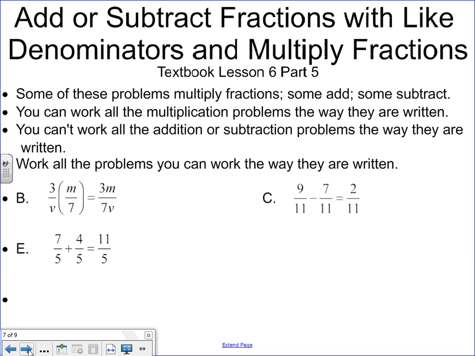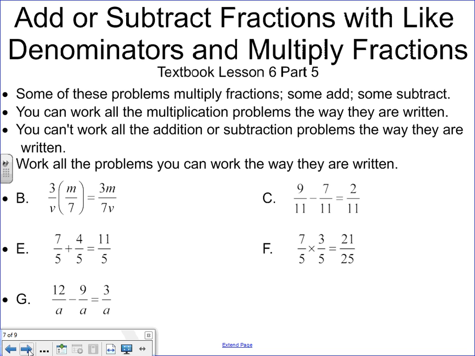Then I look at F. F is multiplication, so I know I can do that one. Multiply across the top, 7 times 3 is 21. Multiply across the bottom, 5 times 5 is 25. I look at G, it's subtraction, it has common denominators. They're both A, so 12 over A minus 9 over A is going to be 3 over A.